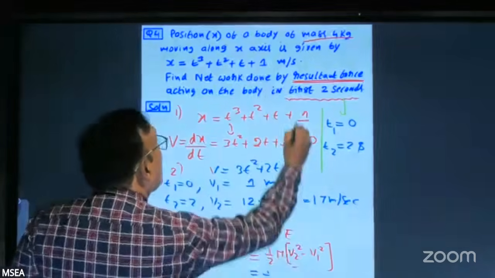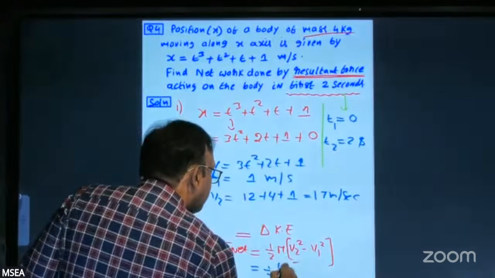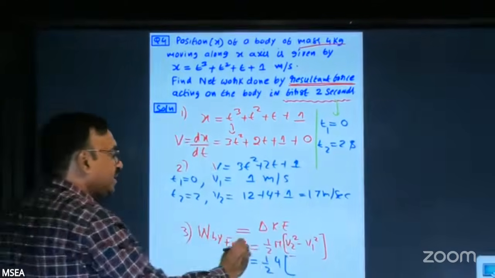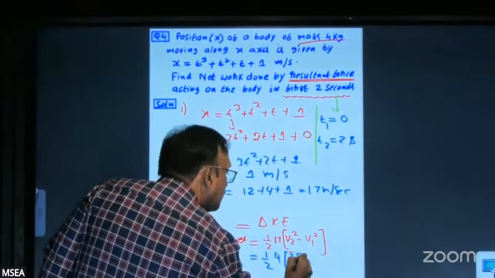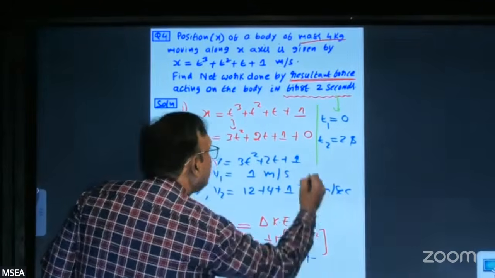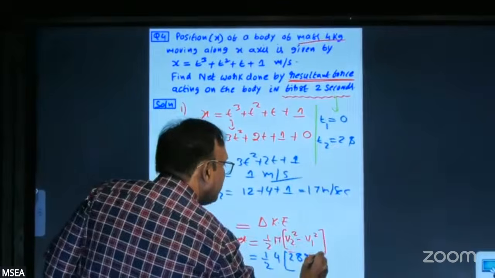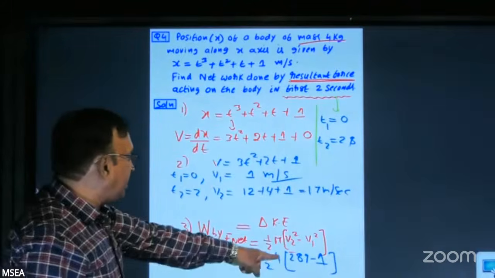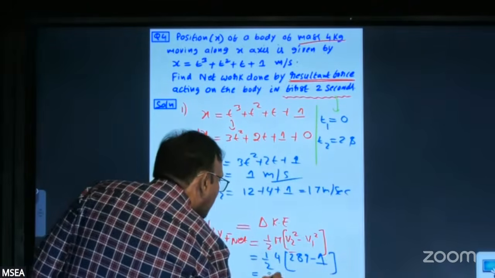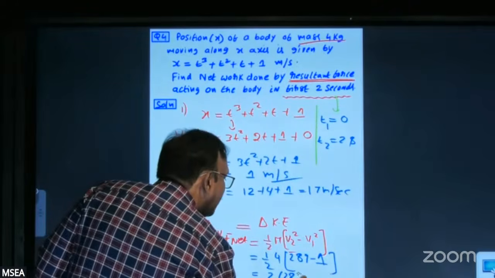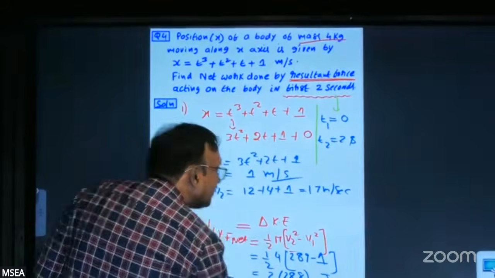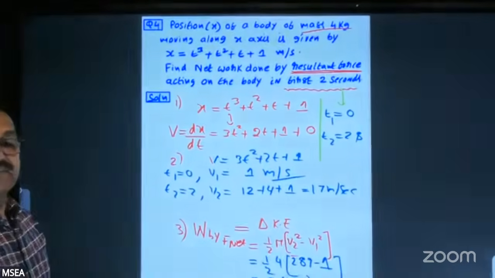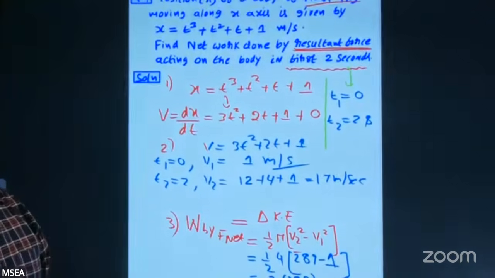So what is V2? Half into mass. What is the mass of the body? 4 into V2 square, 17 square. 17 square comes out to be 289 minus V1 square. V1 is 1, so 1 square is 1. 289 minus 1 is 288. So you have to multiply 2 with 288. Just multiply it and that will be the answer for work done in joules. It comes out to be 576 joules. There's the answer.